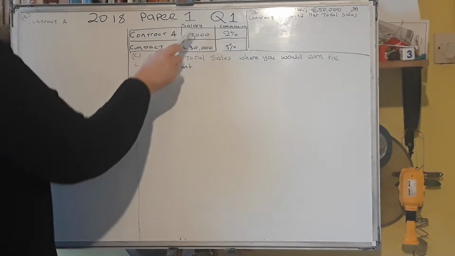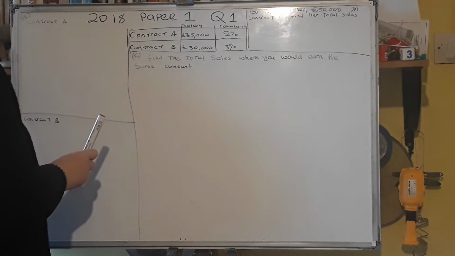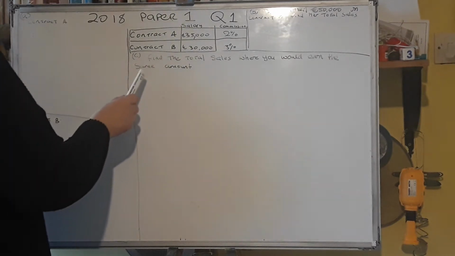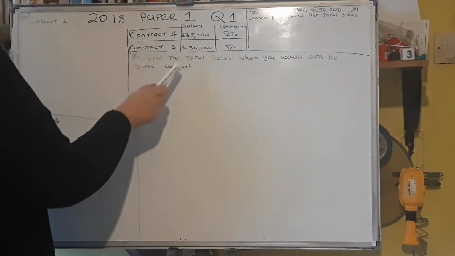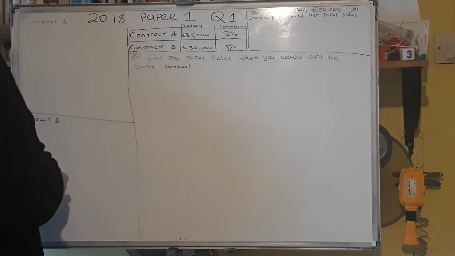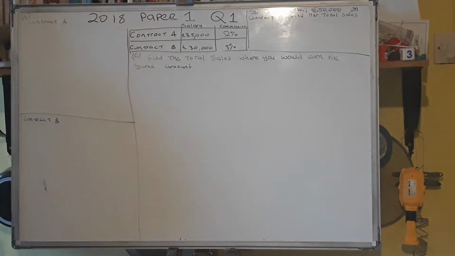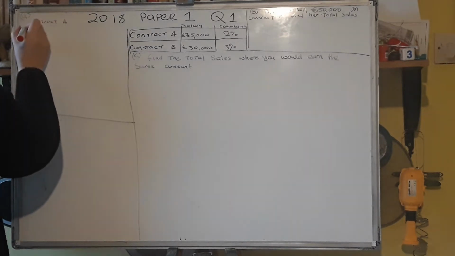So contract A is 35,000 salary plus 2% commission on the total of his sales for the year. And then contract B is 30,000 but 3% commission on the total of his sales. Find out how much Sean would earn under each contract in a year where his total sales were 400,000.